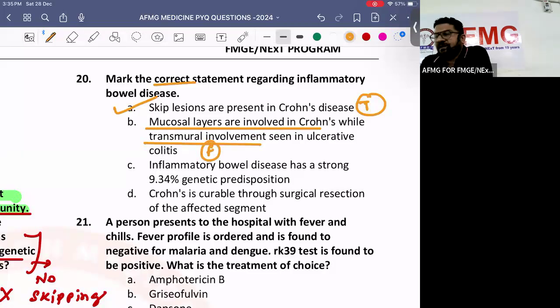They wrote it the wrong way around. Transmural is seen in Crohn's. Inflammatory bowel disease has a strong genetic predisposition? No, it's having hardly 1 to 3%. This is also a false statement.